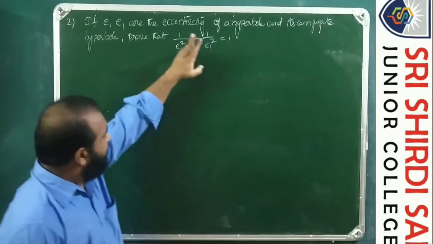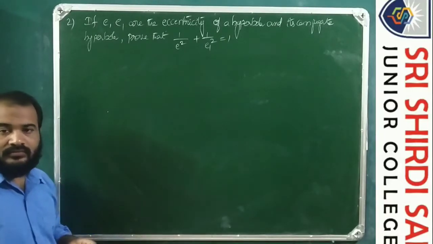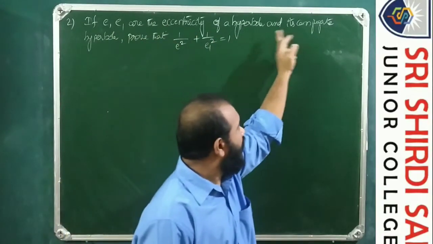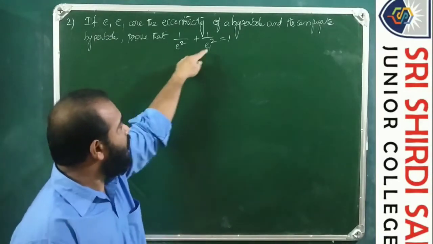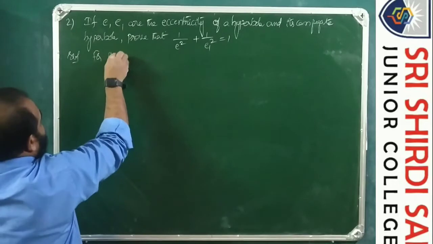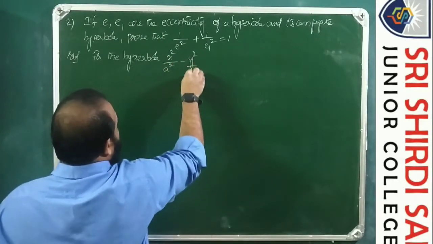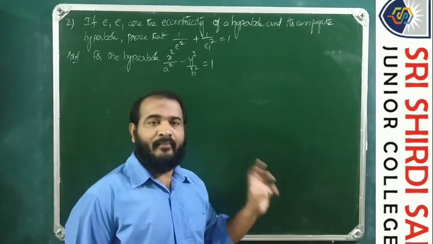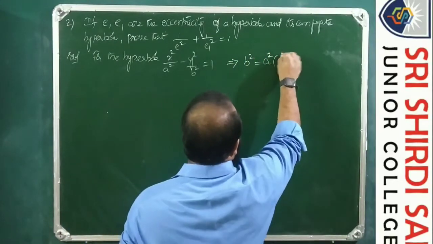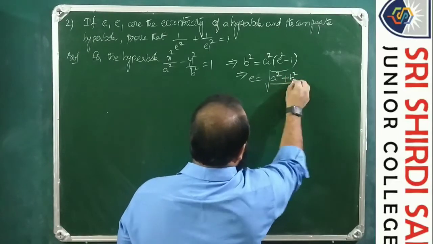If e, e1 are the eccentricities of a hyperbola and its conjugate hyperbola, prove that 1 by e square plus 1 by e1 square equals to 1. So for the hyperbola x square by a square minus y square by b square equals to 1, the relation among a, b and e is b square equals a square into e square minus 1. From this, e is equals to square root of a square plus b square by a square.